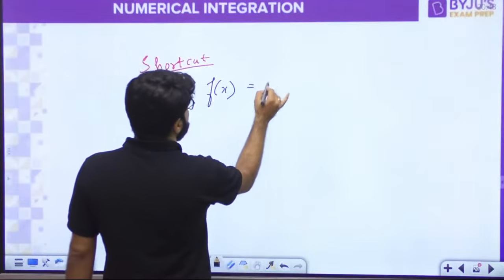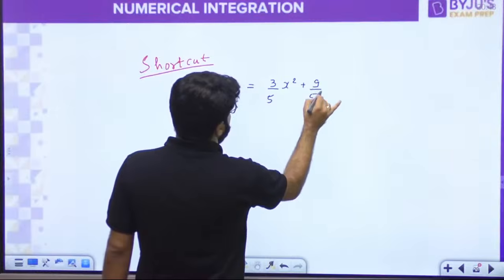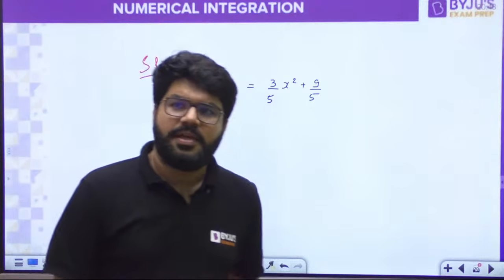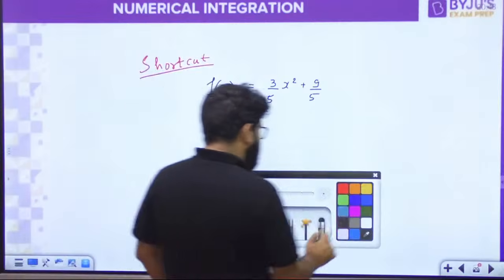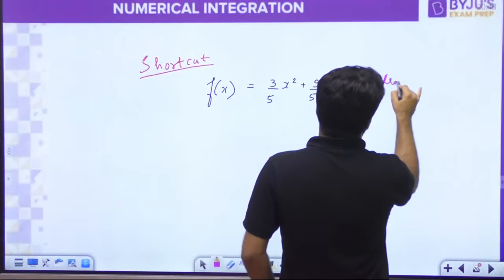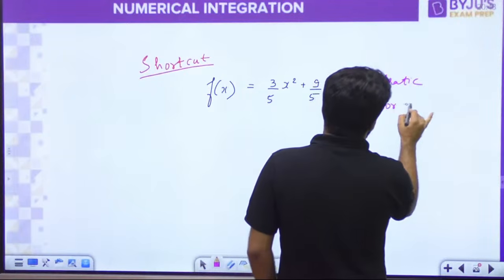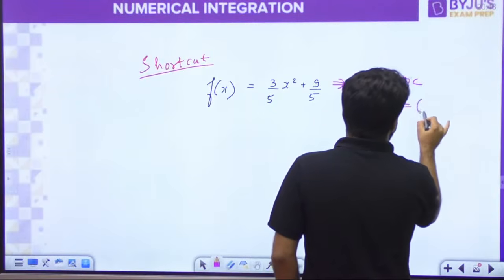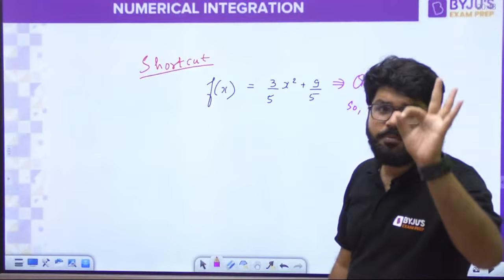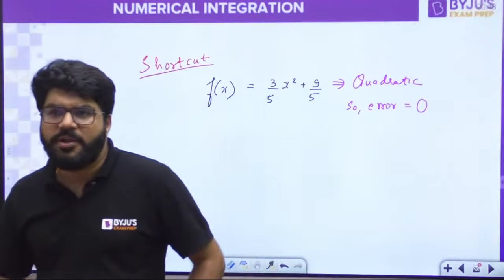It is f(x) equal to 3 by 5 x square plus 9 by 5, right? What is the shortcut for the question? Yes, Parvinder, बहुत बढ़िया. So this function is actually quadratic, degree 2, and you know that error by the Simpson's rule is 0 if it is a polynomial up to degree 3.